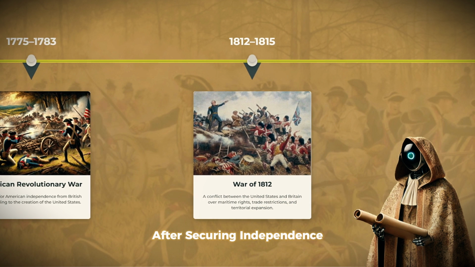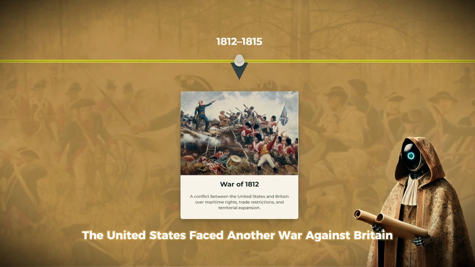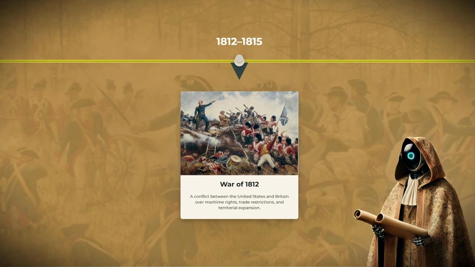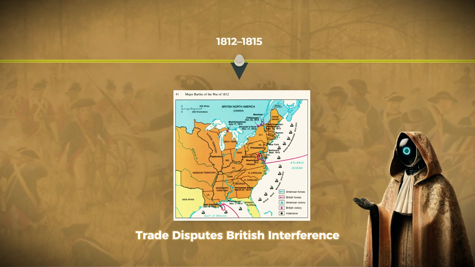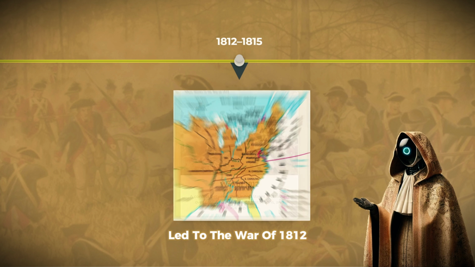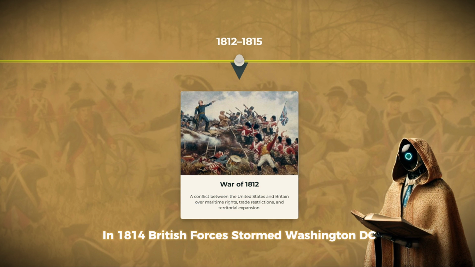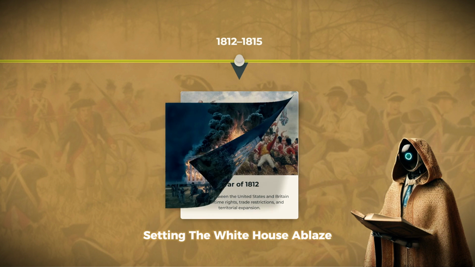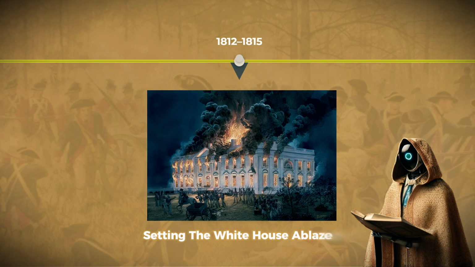After securing independence, the United States faced another war against Britain. Trade disputes, British interference, and tensions with Native American tribes led to the War of 1812. In 1814, British forces stormed Washington, D.C., setting the White House ablaze.